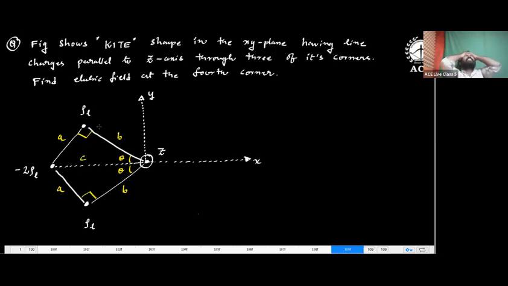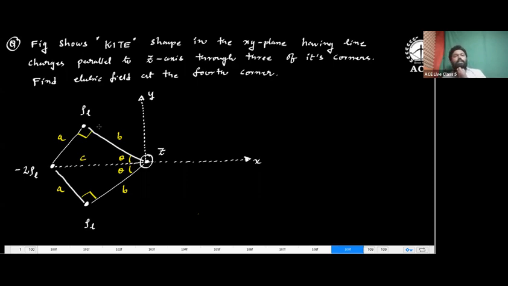Come on, speak out. Try to understand the question properly first. The figure shows the kite shape. These infinite line charges are arranged like a kite in the XY plane, having the line charges parallel to the Z axis, through three of its corners. Find the electric field at the fourth corner. See here, the rho is like this, one more rho, and here it is minus 2 rho. They are parallel to the Z axis.